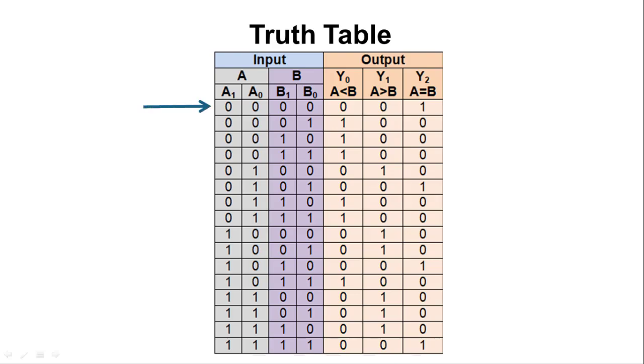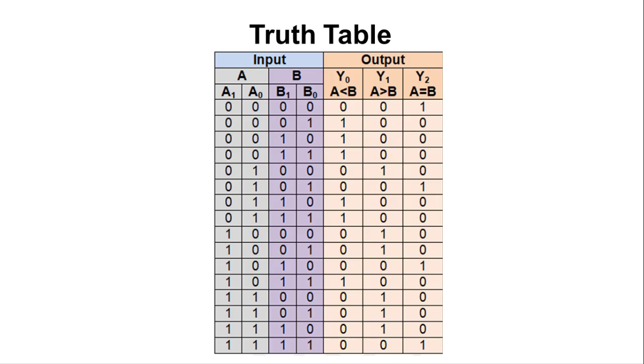In the first case, the first row, we have A1 A0 as 0 0 and B1 B0 as 0 0, and 00 decimal is 0. So A and B are both 0, so both are equal. Now Y2 will be high and the rest of the outputs will be 0.